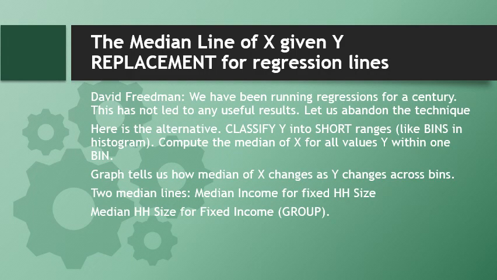First, we classify the variable y into short ranges, like bins in a histogram. Then we compute the median value of x for all the values of y within one bin. Then the median line graph tells us how the median of x changes as y changes. There are two median lines: the median line for household size given income, and the median line for income given household size. So they are x given y and y given x.